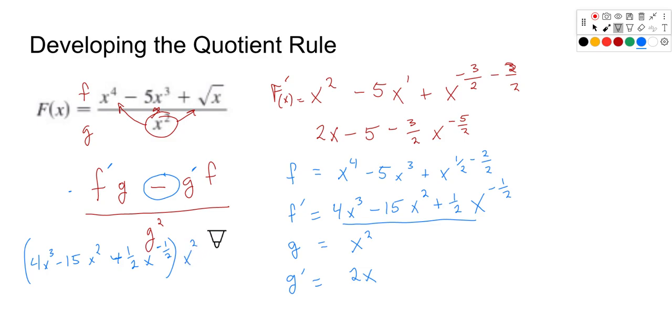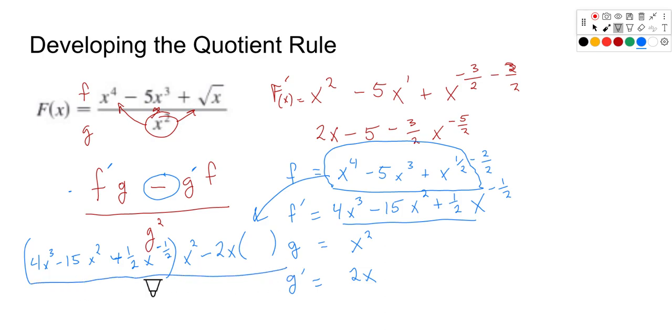Now this one, if you want, you can distribute that through. That's not so bad. Again, I'm fine with not having it distributed through. Then we take the derivative of g, which is 2x, and then the original f, which is this piece here. Since I'm running out of room, I'm just going to point an arrow. This whole thing goes down in there. And then we divide it by g squared, which is x squared squared, so you'll get x to the fourth.